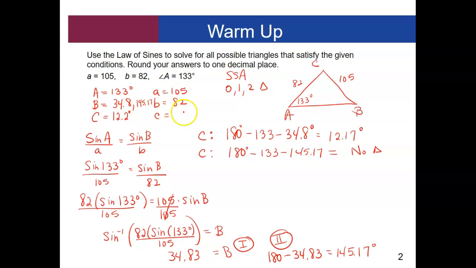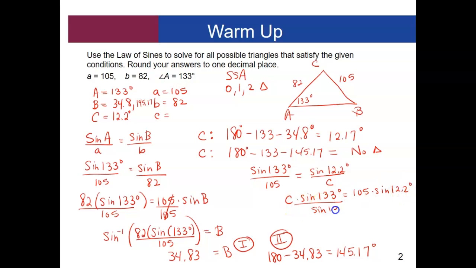So we have one side C that we need to find. I'm going to use the sine of A over A equals the sine of C over C. Cross multiply. Divide by the sine of 133. And we're going to get side C is 30.27. So if we're rounding to one decimal place, we'll have 30.3 as our answer.